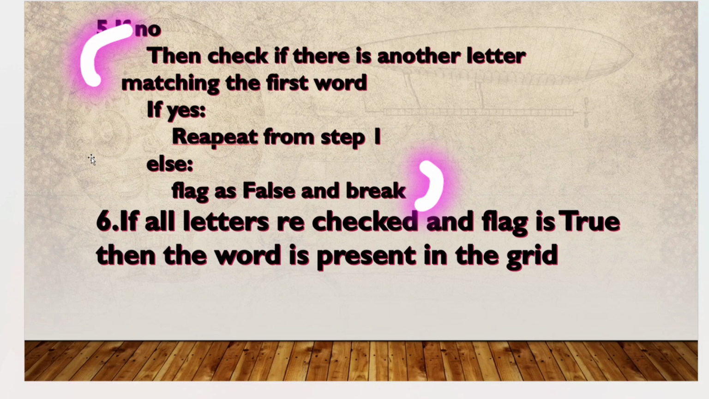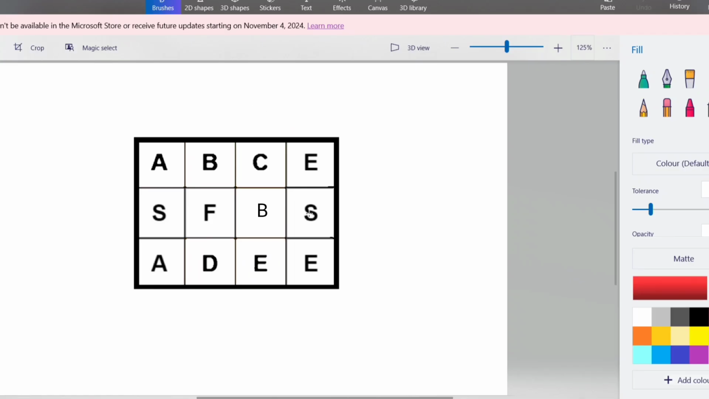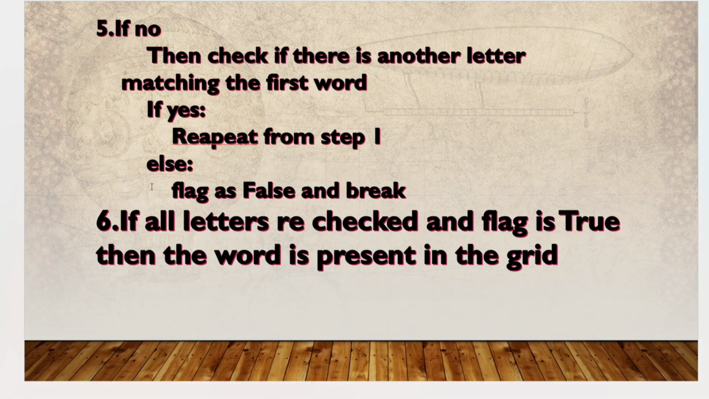What if the word we have to find is CSE? The first step is the same. We have to traverse the grid, find C, get the position of C, and check the nearest neighbors of C. And the second letter of the word we have to find is S, and S is not a neighbor of C. So we set the flag as false and break the loop.